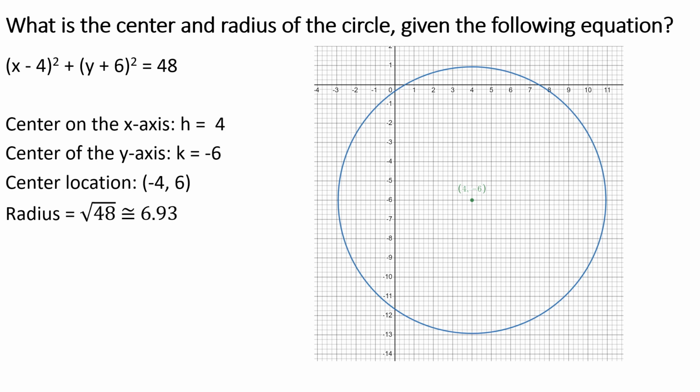Here's another one. I can simply look at the circle here. My center point is (4, negative 6). So my equation would be (x minus 4) squared plus (y minus negative 6) squared, or y plus 6 squared. Then when I look at this, it says it equals 48. That's the equation. Remember, that 48 is r squared, the radius squared.